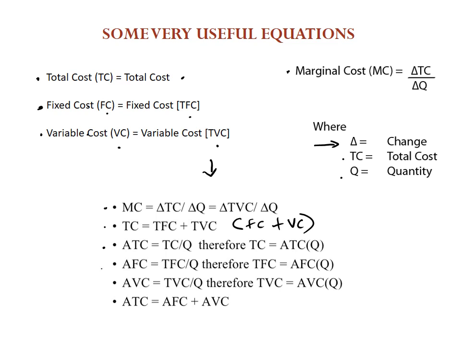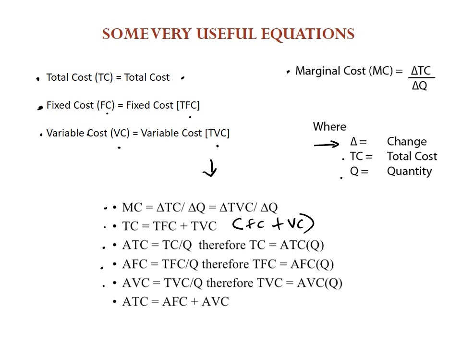Our average fixed cost is just the same thing, fixed cost divided by quantity. Once again, your total fixed cost divided by your quantity. If we already know what our average fixed cost is and we know what our quantity is, all we have to do is multiply the two of them together and we get our total fixed cost. Our average variable cost is our total variable cost divided by quantity. Once again, we know our variable cost, we divide it by quantity, we get our average variable cost. Once again, if we want to get our total variable cost, if we know our average variable cost, we multiply that by quantity. That's it.